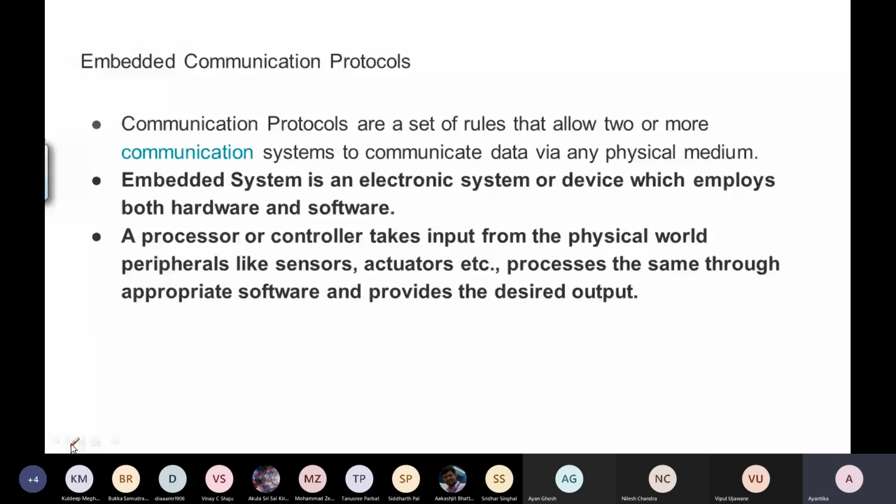Some processing unit. That processing unit, the processor or controller, is taking the input from the physical world. This is your CPU maybe, and it is doing some processing. That input may be coming from some sensor, some other input bus, anything is possible. And then it is providing the output, maybe to some other peripheral. So this is your scenario.